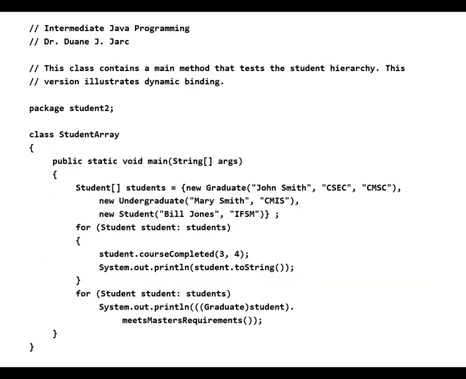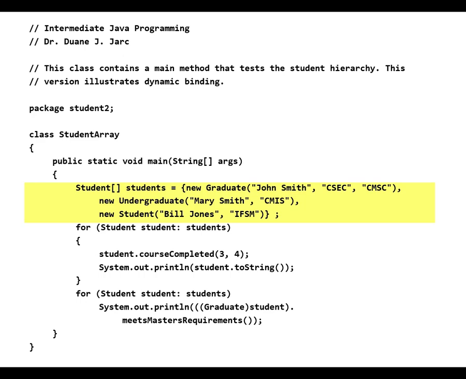Now let's examine a different main class that uses the same student hierarchy that we discussed in Part 2. Notice the first difference from the previous version. We have declared an array of type student, and to it we have assigned three different kinds of students, one of type graduate, one of type undergraduate, and one of type student. This is an illustration of polymorphism. We have assigned two references to objects of subclasses to a reference whose type is a superclass. In both cases, it is an upcast, so it does not require a typecast.